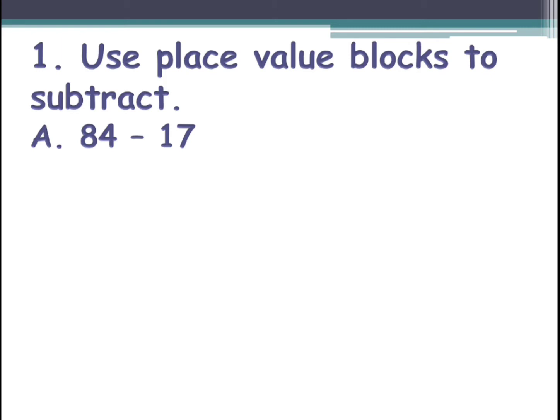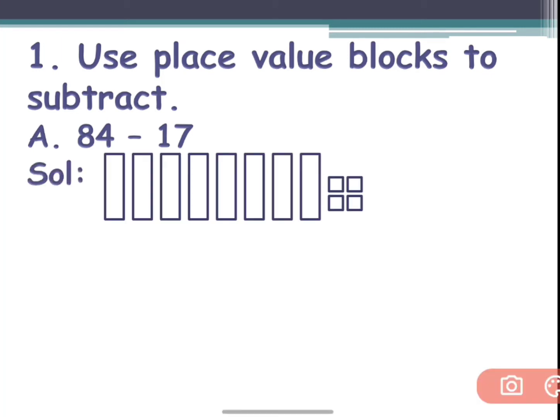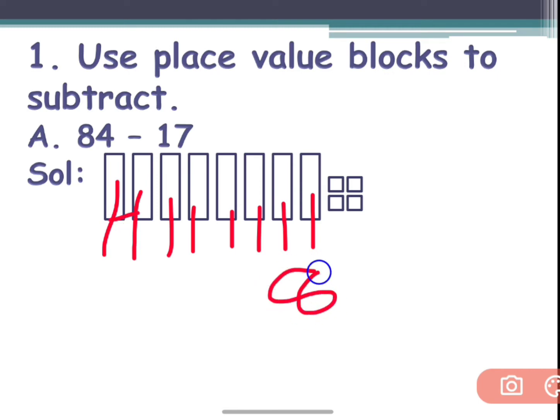So here you have to use place value blocks. For 84 you have to draw 8 rectangles, which means 80, and 4 small squares for ones, isn't it? 84. Okay, so let's draw. Let's count, children. 1, 2, 3, 4, 5, 6, 7, 8. 8 rectangles. That means 8 tens, isn't it? 80. And you have 4 ones. 1, 2, 3, 4. 4 ones we have done.